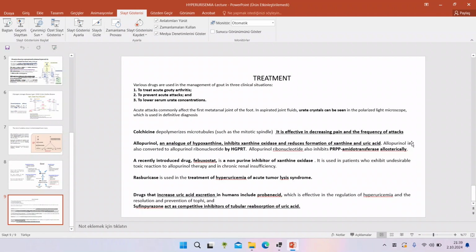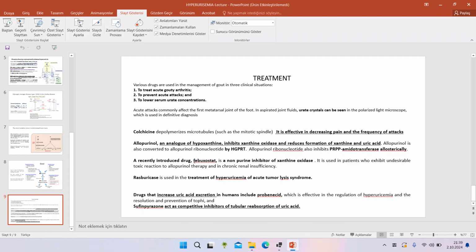For example, allopurinol is also converted to the allopurinol ribonucleotide form by phosphoribosyl transferase, and this allopurinol nucleotide form inhibits PRPP amidotransferase. That's important for inhibition of the purine de novo synthetic pathway.